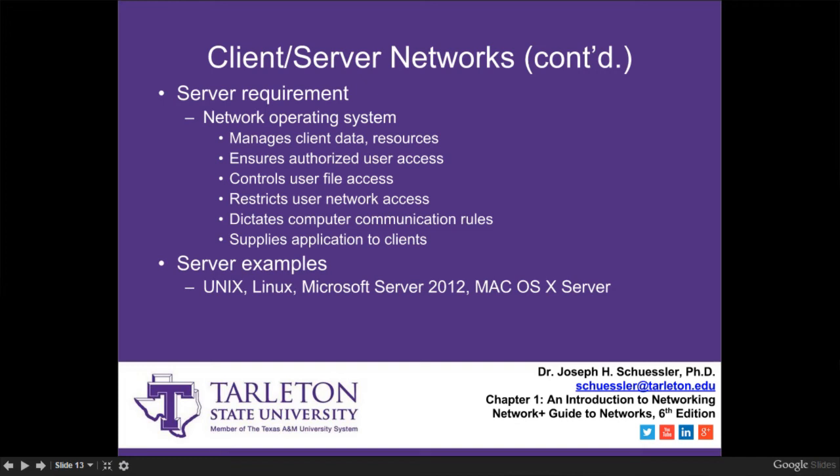It's going to restrict user network access to those who have rights to access the network. It's going to dictate what the communication rules are, what applications you have access to, and stuff like that. And then it's going to supply applications to clients. So some examples of various servers that are out there: Unix, Linux, Microsoft Server 2012, Mac OS X server. So there's a number of different types of servers that are out there. These are certainly the most common ones.